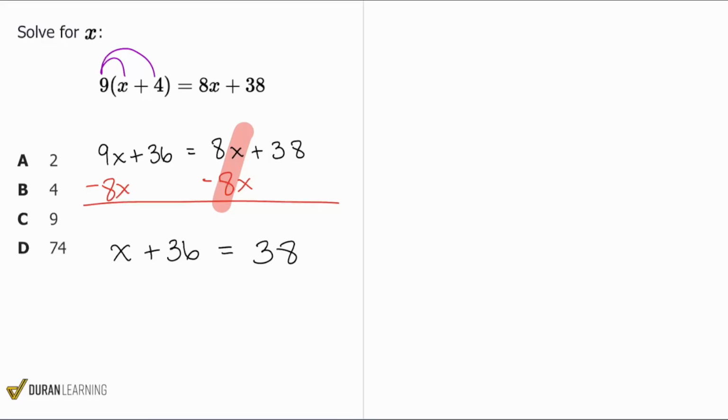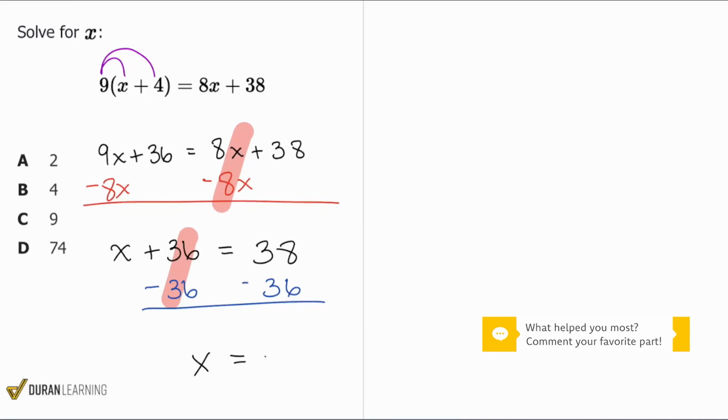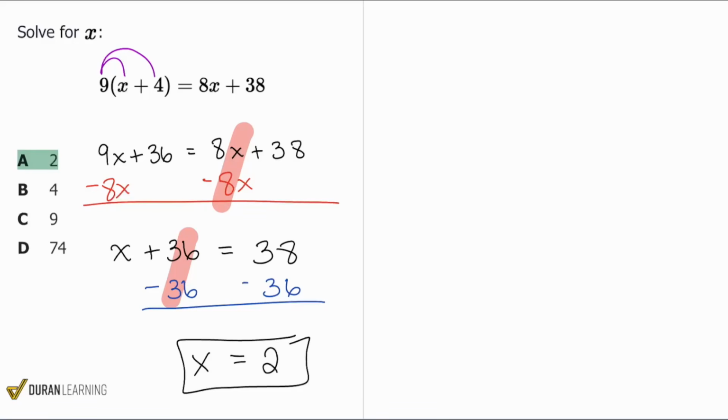Either way is fine. But everybody, now that we're here, look at how much easier this got, right? We just have one more step, and that one step is going to be subtracting 36 on both sides, nice and easy. And that leaves us with x equals 2. Booyah. And that's what leaves our correct answer here as answer choice A.